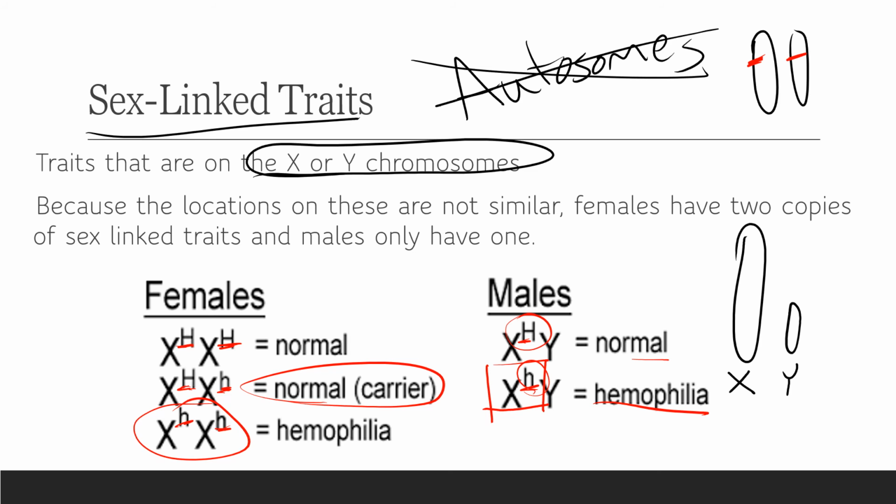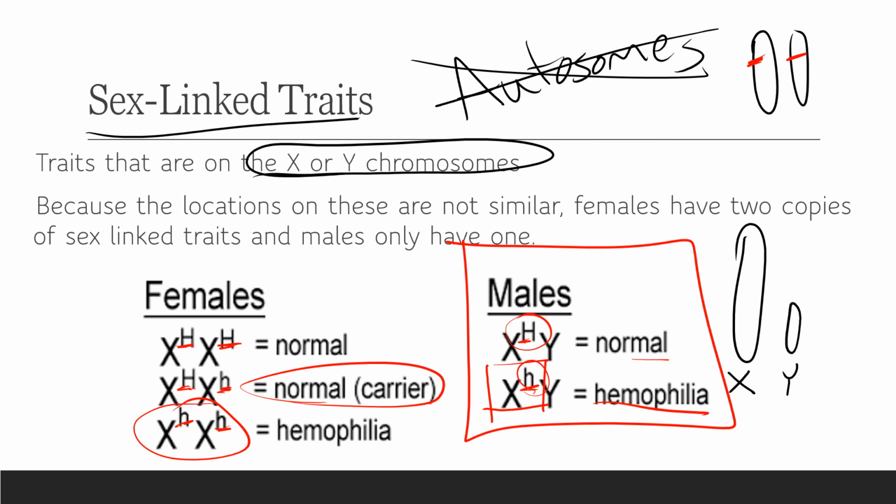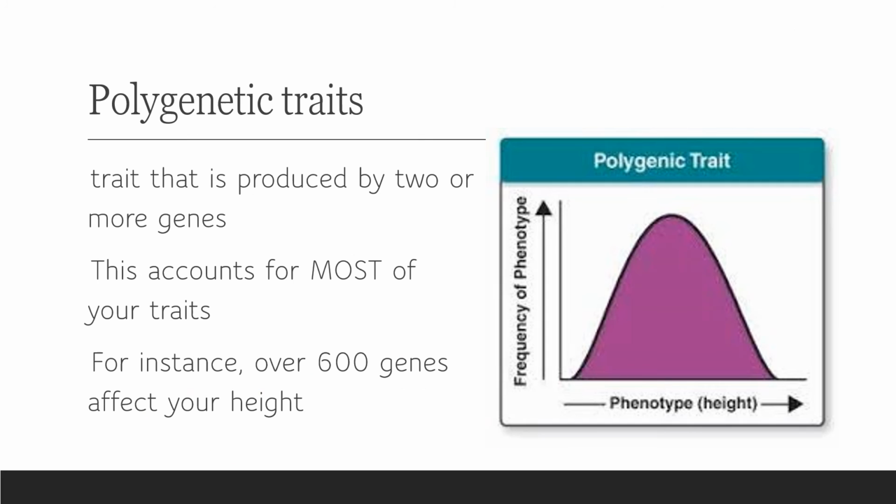And so this is why we often see sex-linked traits are more common in males than females. So if it's a sex-linked trait, we're more commonly going to see it in the male population. It can still happen in females, but it's much more common to happen in males. Color blindness and hemophilia are 2 examples you're going to see most often.